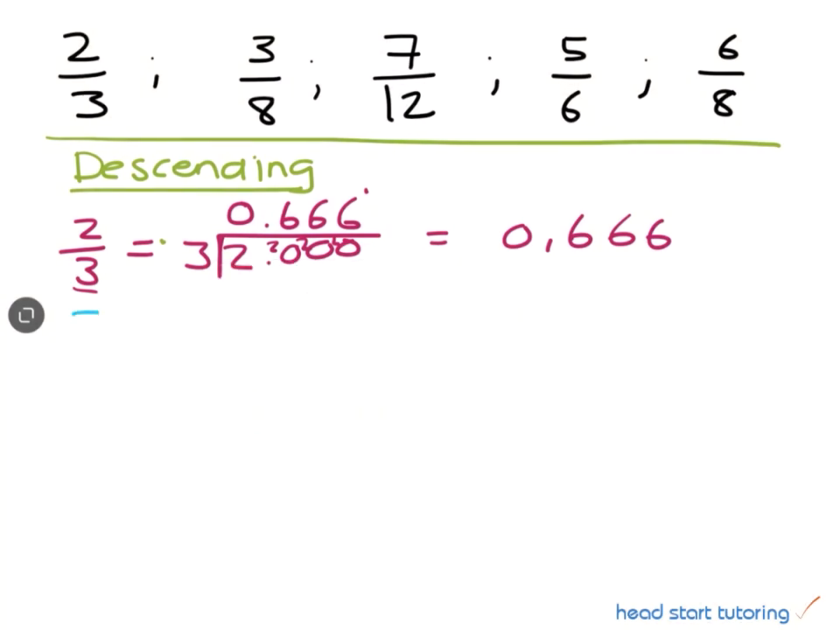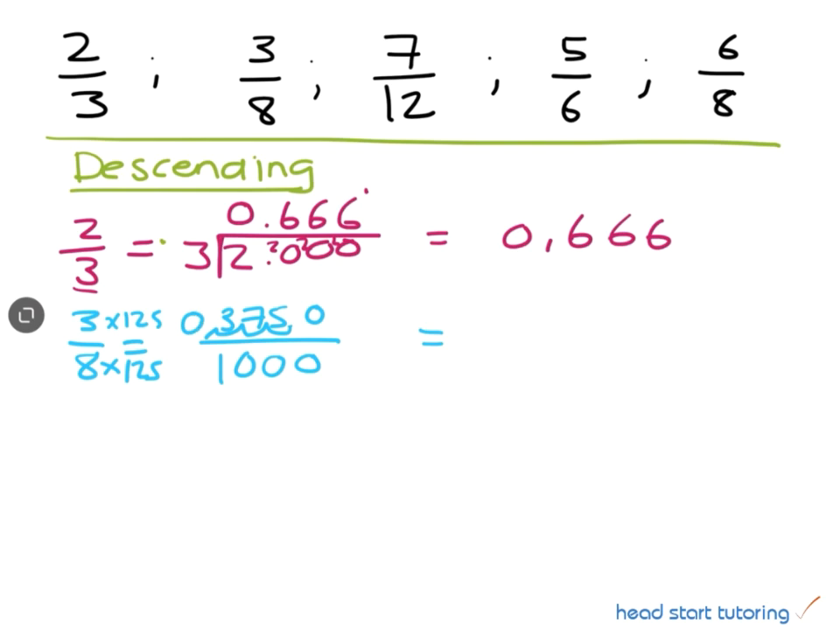Let's then have a look at our 3/8. 3/8 we can actually turn into an equivalent fraction out of 1,000 by multiplying our 8 by 125. So we multiply our 3 by 125. We end up with 375 over 1,000, which is equal to 375.0 divided by 1,000. So we bring in 1, 2, 3 decimal places, put in our placeholders, and we've got 0.375.